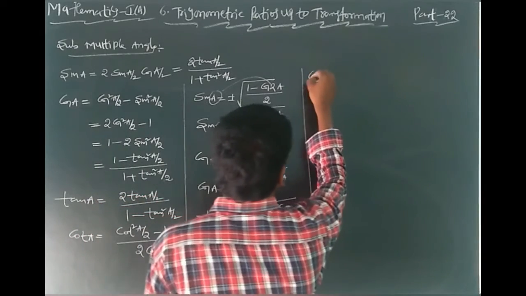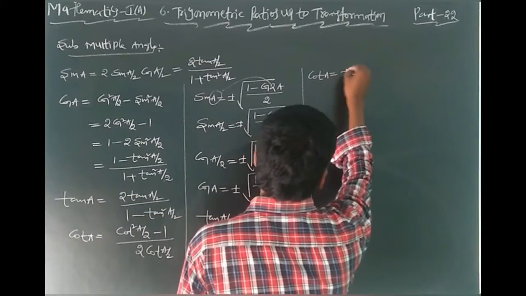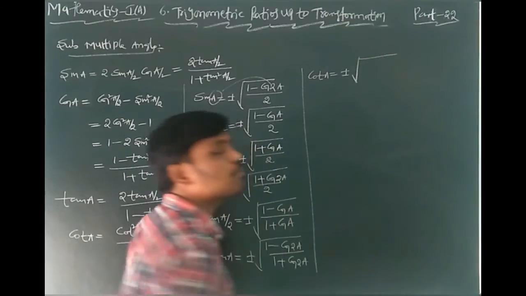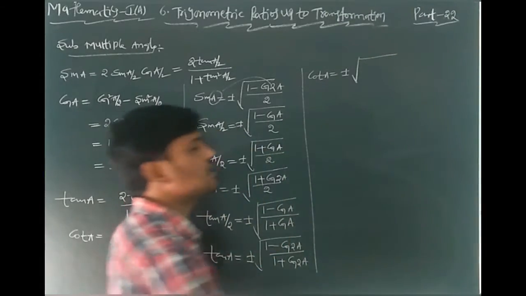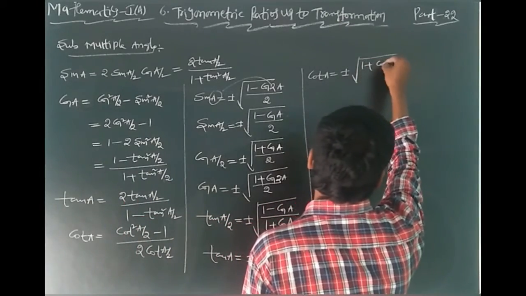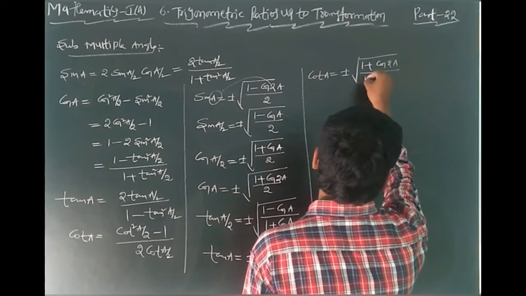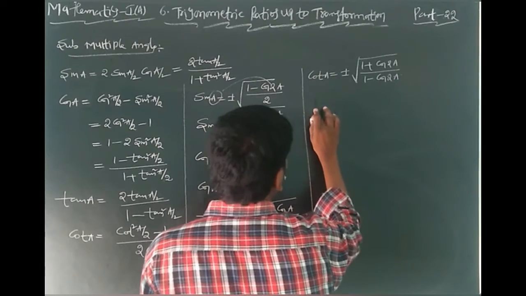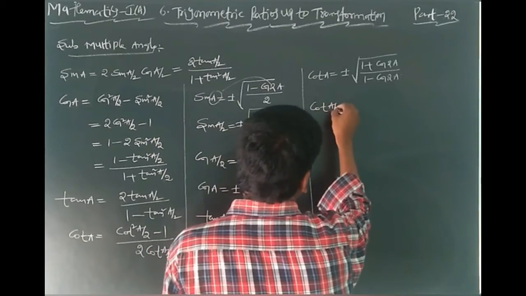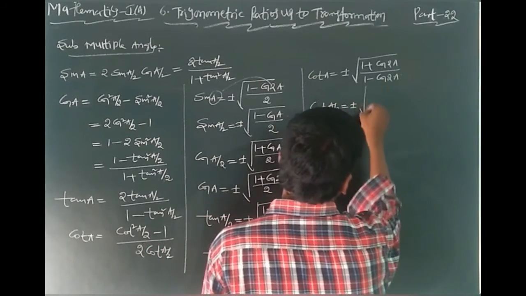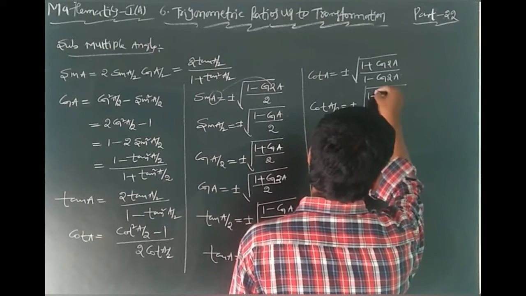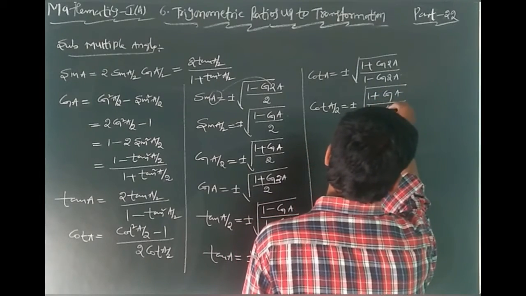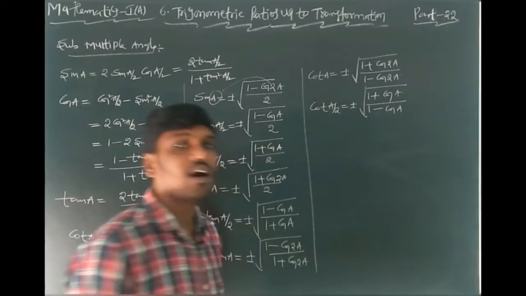Next, cot a. The formula of cot a is plus or minus square root of the reciprocal of tan. Reciprocal is nothing but 1 plus cos 2a by 1 minus cos 2a. Similarly, cot a by 2 is equal to plus or minus square root of 1 plus cos a by 1 minus cos a. This is the value of cot a by 2.